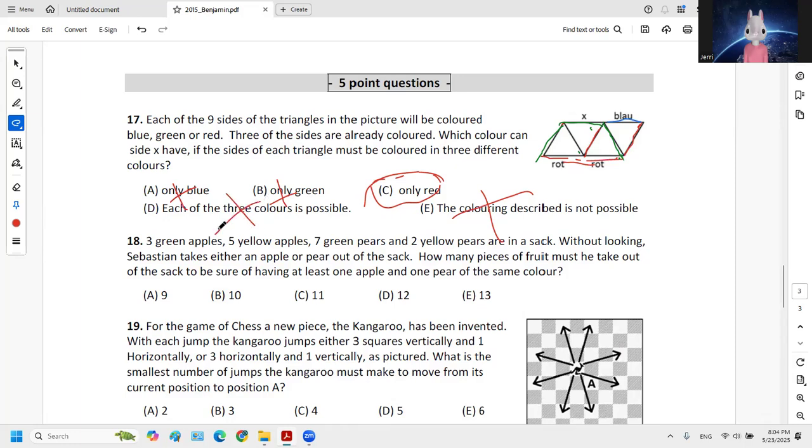Question number 18. 3 green apples, 5 yellow apples, 7 green pears, and 2 yellow pears are in a stack. Without looking, Sebastian takes either an apple or a pear out of the stack. How many pieces of fruit must he take out of the stack to be sure of having at least 1 apple and 1 pear of the same color?